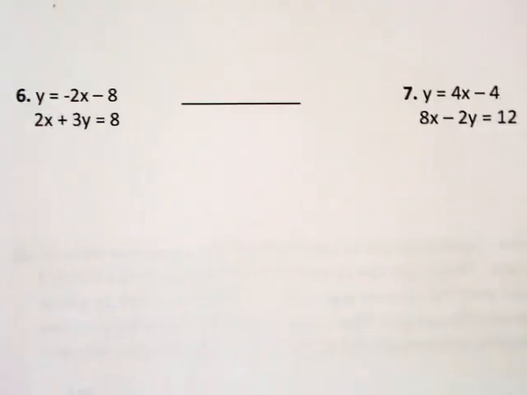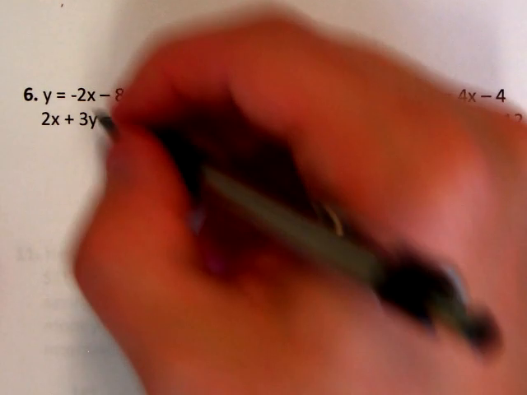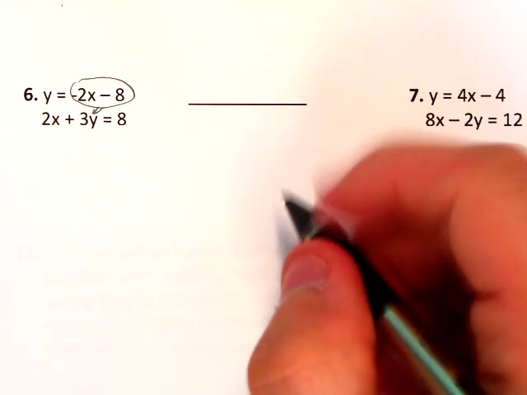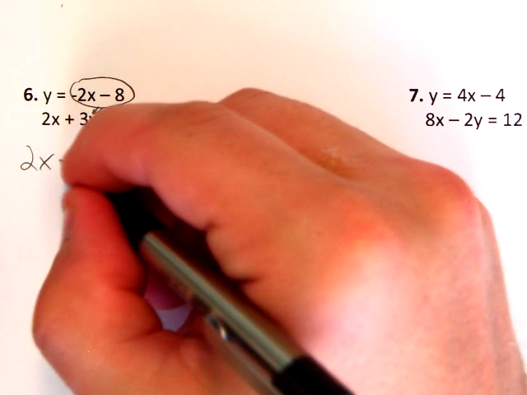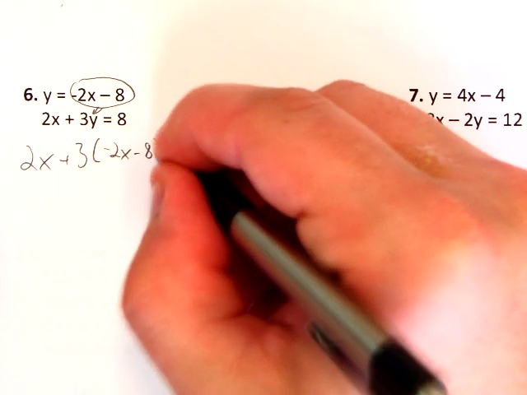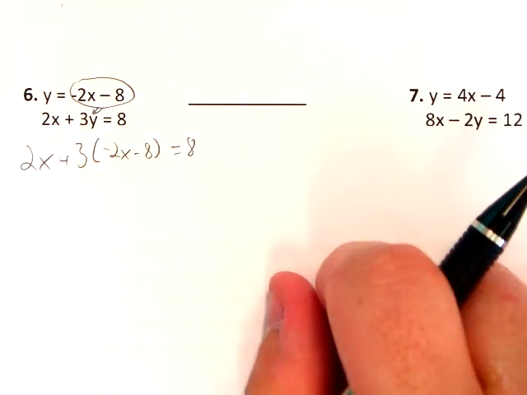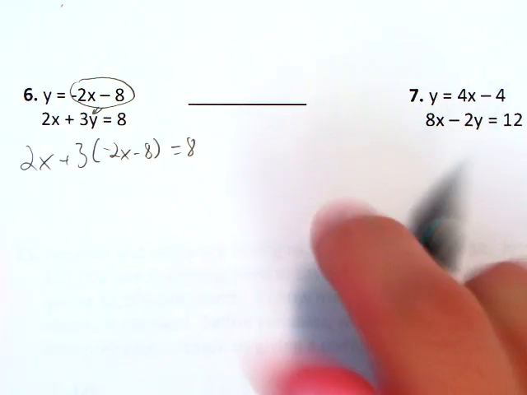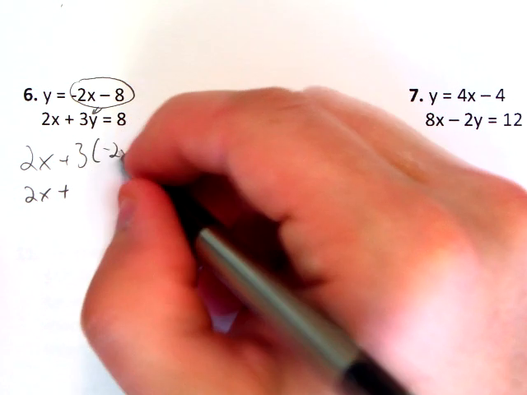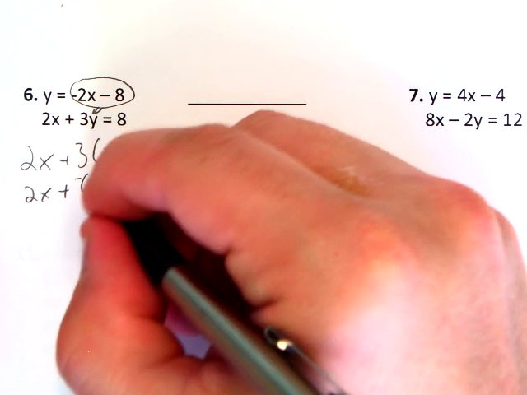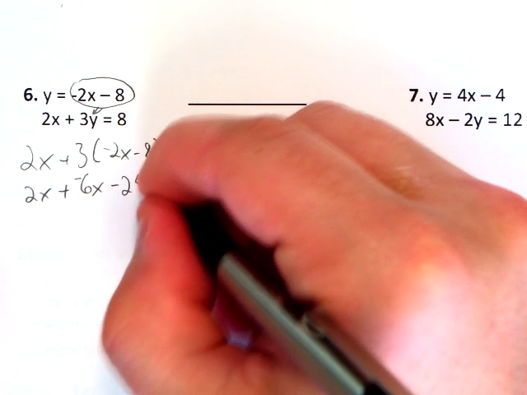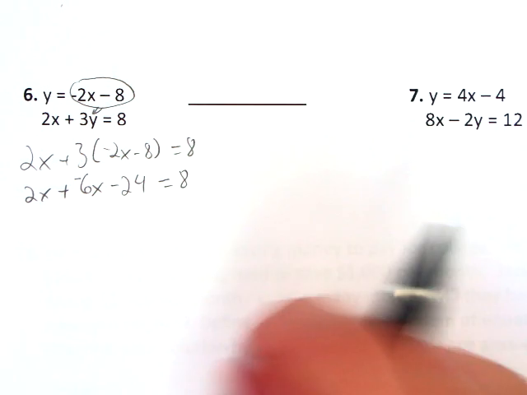Number 6, perfect one for substitution. I have a y equals something. So I'm going to take this whole thing right here and put it in for y. So I have 2x plus 3y, but now y is negative 2x minus 8. And that equals 8. Undo the distributive property, so I get 2x plus 3 times 2x is negative 6x. And 3 times negative 8 is going to be a minus 24. That equals 8.